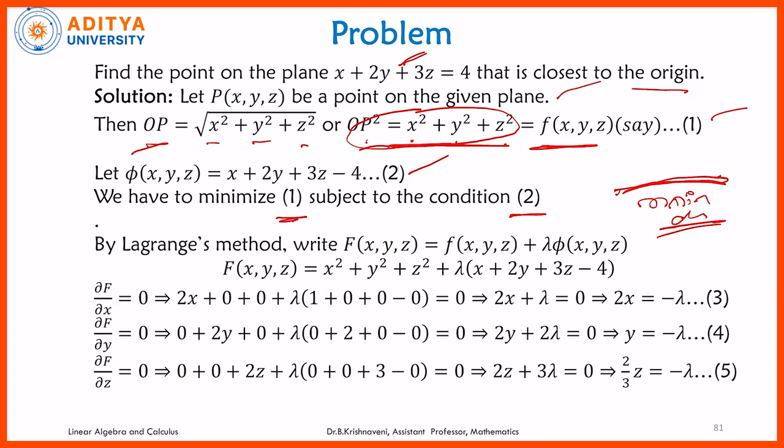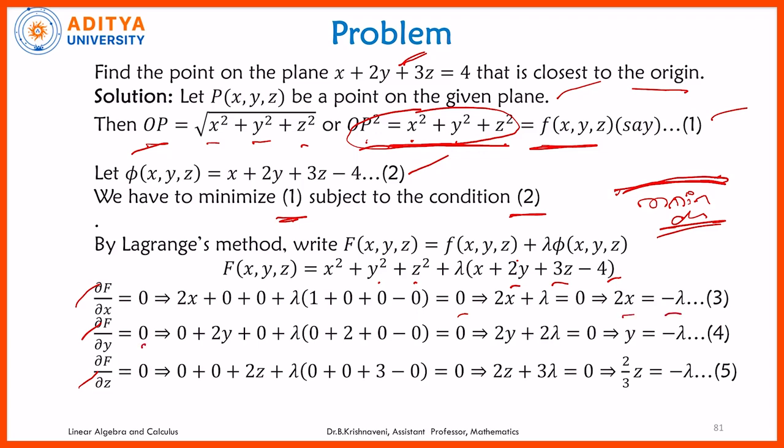Now by Lagrange's method, write capital F(x, y, z) = small f(x, y, z) + lambda phi(x, y, z). So F(x, y, z) = x² + y² + z² + lambda (x + 2y + 3z - 4). Now find these three equations. First, ∂F/∂x = 0 with respect to x: 2x + 0 + lambda into 1, remaining all zeros, equals 0. From this you get 2x = -lambda.